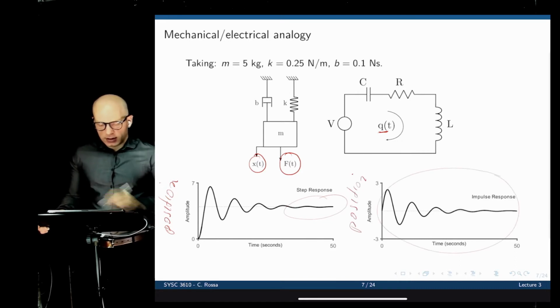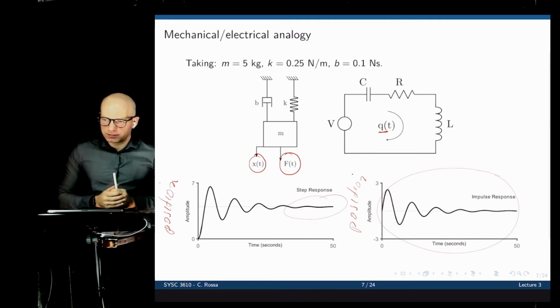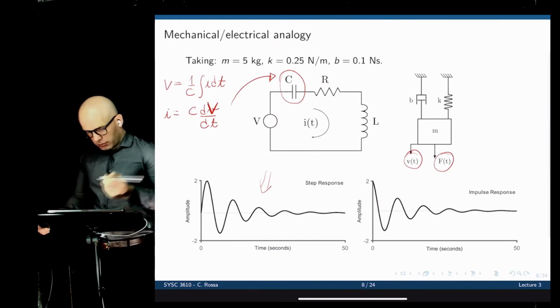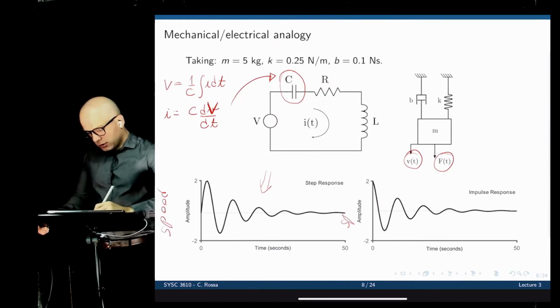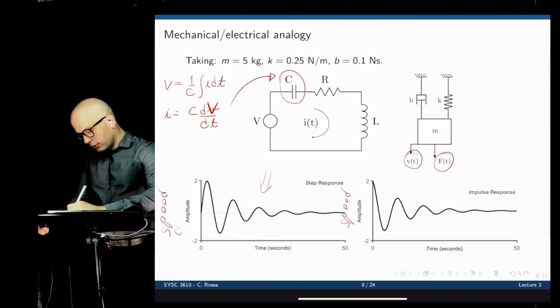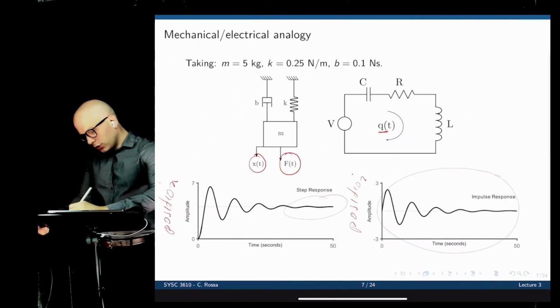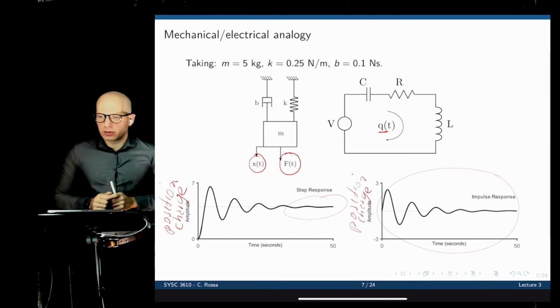This graph is the impulse response of both the mass and the circuit. These ones here are for the speed, and this is the speed and current, and this is then position and charge. Got it. Okay. Thank you.